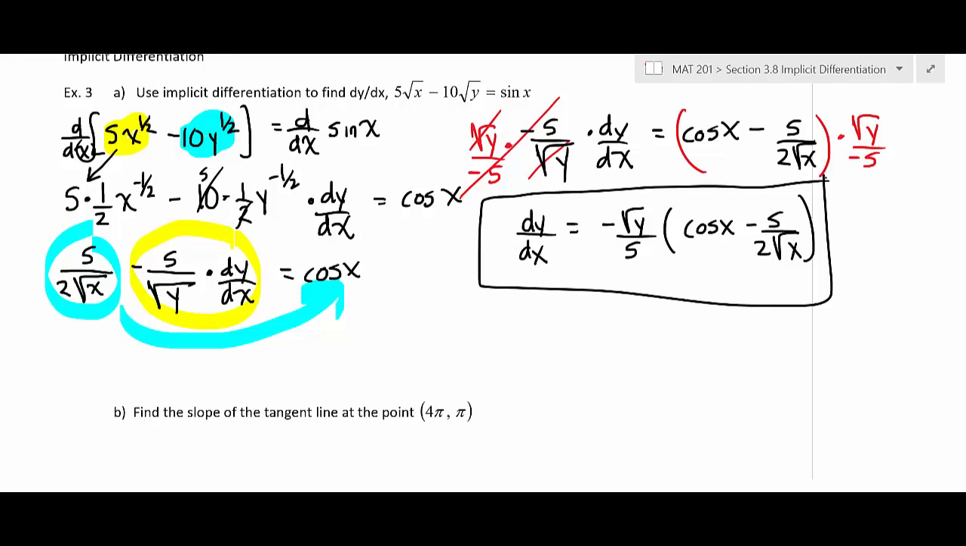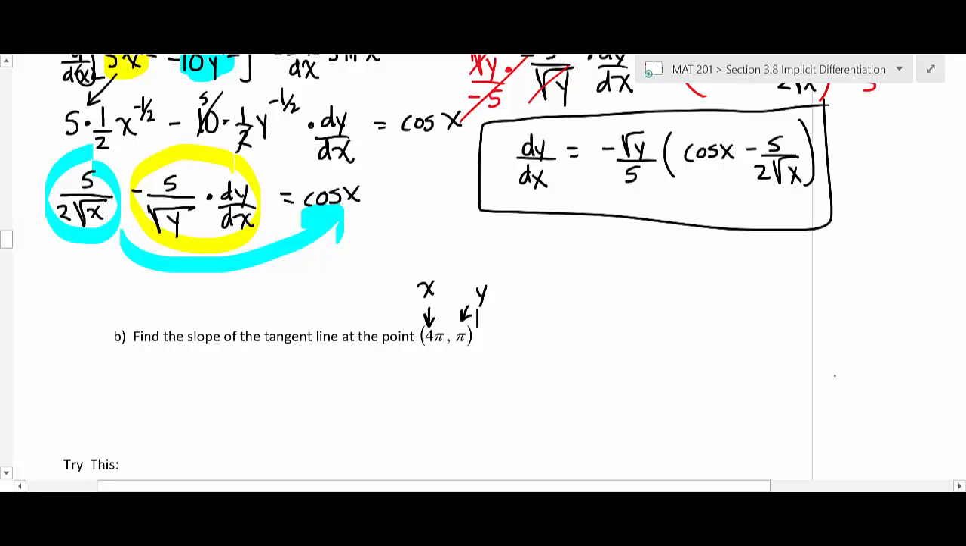Okay, all right, now let's finish up with the slope of the tangent line. So what we would have on this then is x is 4 pi, y is pi, so we're just going to plug stuff in and see what we get. We'll get a messy looking answer, but it isn't going to matter that much. So I'm just going to have negative y, so I put a pi there, and then over 5. Then x is 4 pi, so I do the cosine of 4 pi, and then minus 5 over 2 times the square root of 4 pi, like that.